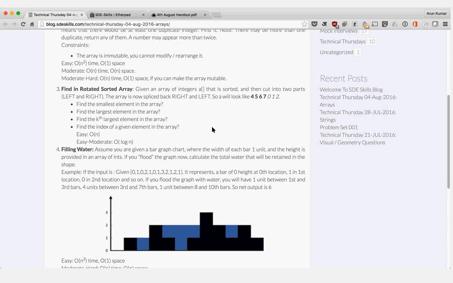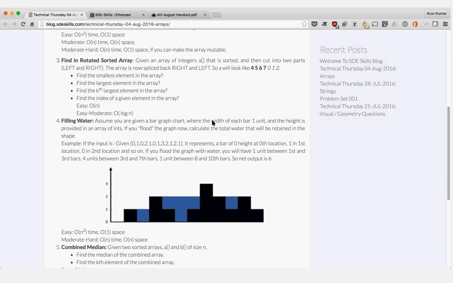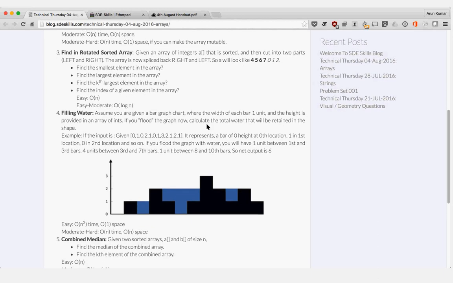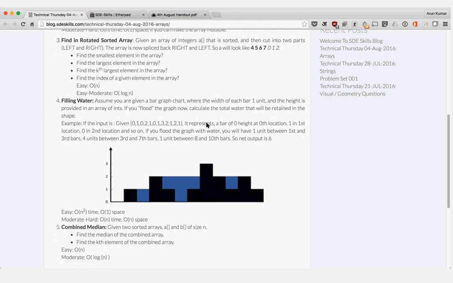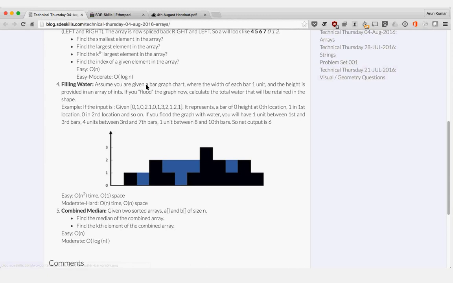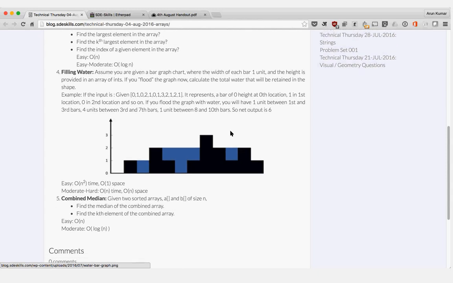So I think we'll move on to the filling water example. I mean, the problem. This is actually quite interesting. So assume you're given a bar chart. I guess you've read the problem. So anyone want to try? I have a solution. But if anyone wants to try, I can let them go first. Yeah. Anyone who's not spoken yet, maybe they can try.